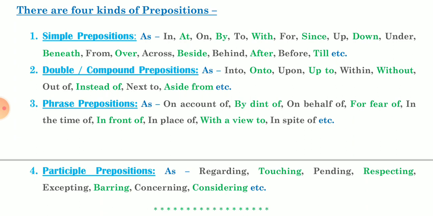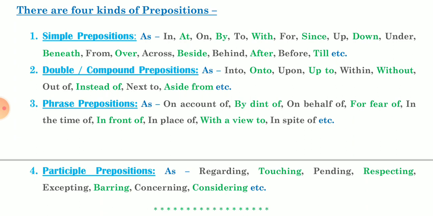Second one is double or compound prepositions, like into, which is in and to. There are two different simple prepositions, but here we have connected two simple prepositions, so it becomes a double or compound preposition, like into, onto, upon, up to, within, without, out of, instead of, next to, aside from, etc.